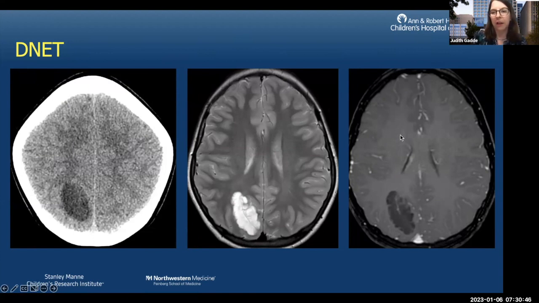And then on the right here, we have a post-contrast T1 with fat saturation. We can see just some mild internal linear enhancement, which again, these may or may not enhance, and that doesn't really change anything. And this is cortically based, and that's why they will usually present with seizures, because it has involvement of the cortex. And again, you can see these initially present in adults as well.